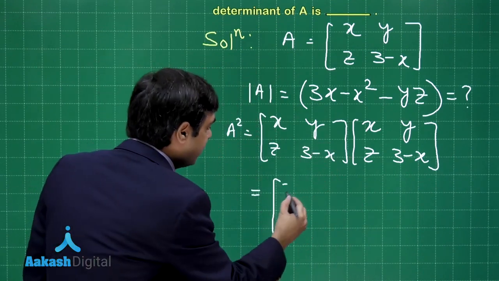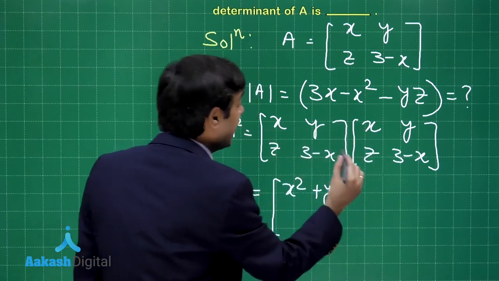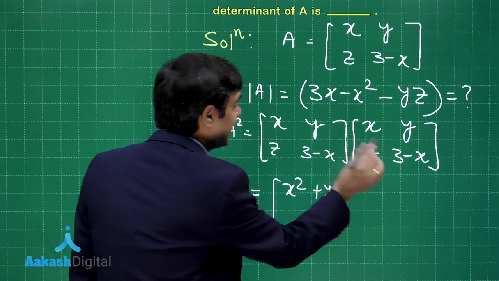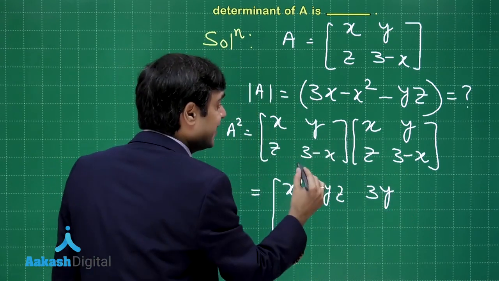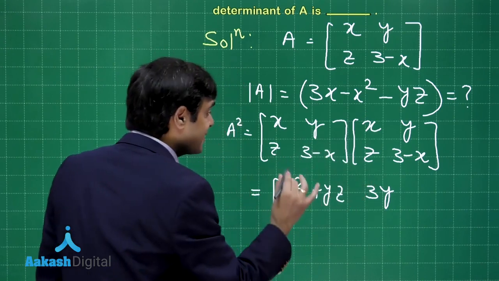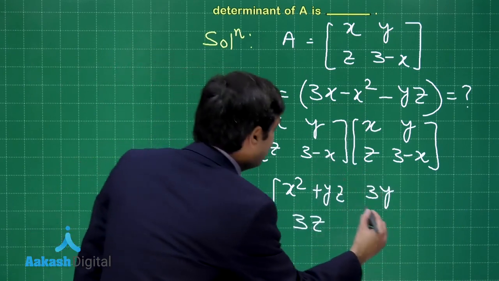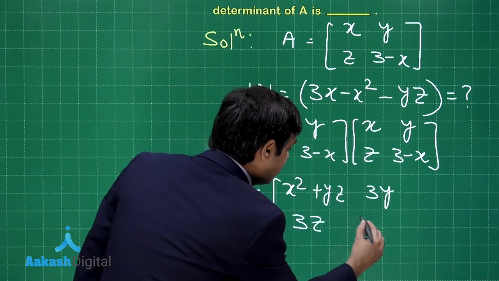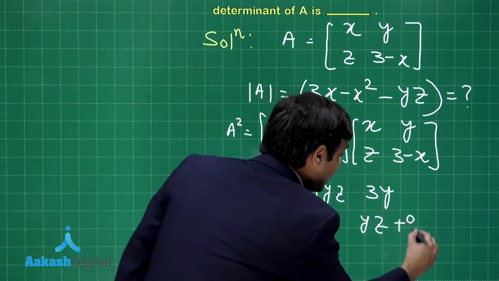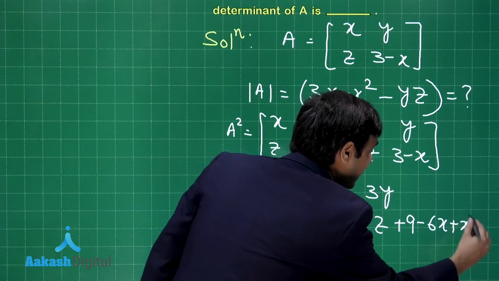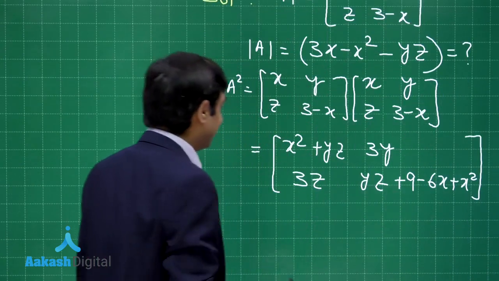Alright, so multiplying we have x square plus yz, then xy multiplied with 3y minus xy, that is finally 3y. Here you have xz and then minus xz plus 3z, that is 3z only, and the last element comes as simply yz plus 3 minus x whole square, that is 9 minus 6x plus x square. So this is A square. Getting complicated as I said in the beginning.